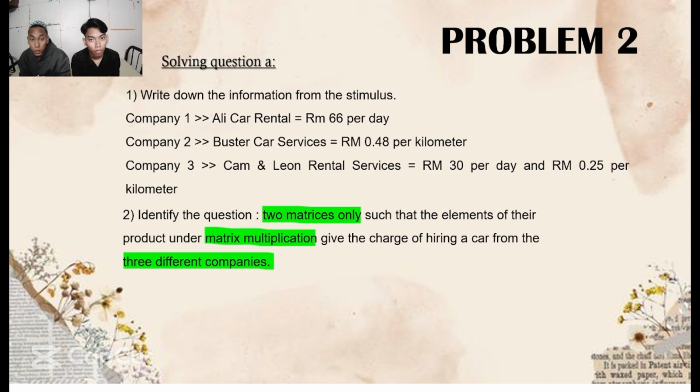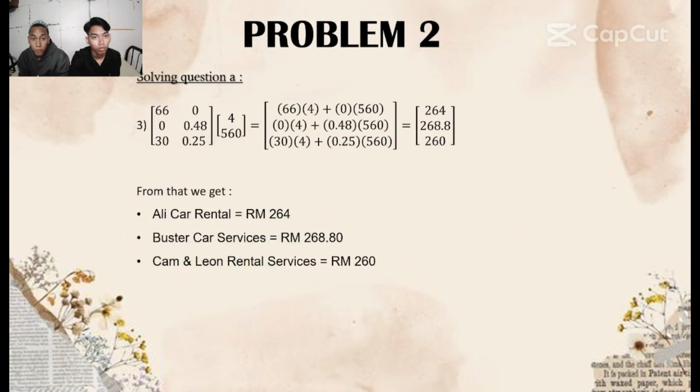For the second way, we need to identify the question. As we can see, I have highlighted the key point from the question, which is two matrices only. We need to use matrix multiplication, and we need to look at the three different companies. And for the last step, we need to fill in the information into a bracket of matrices. As we can see, I have filled in all the information into the matrix bracket, and then I use the multiplication method to get the answer.